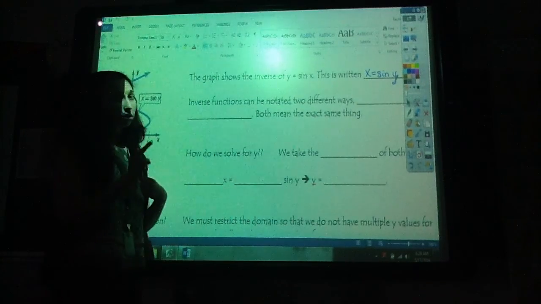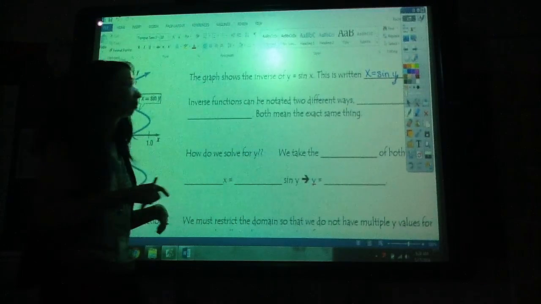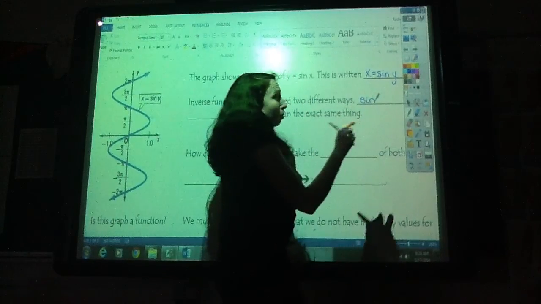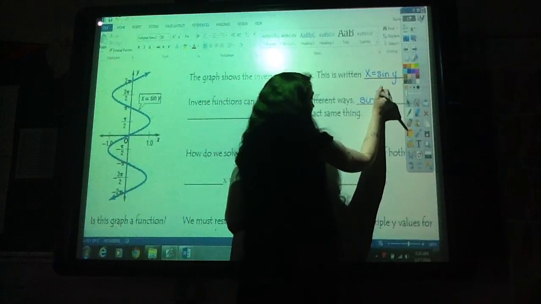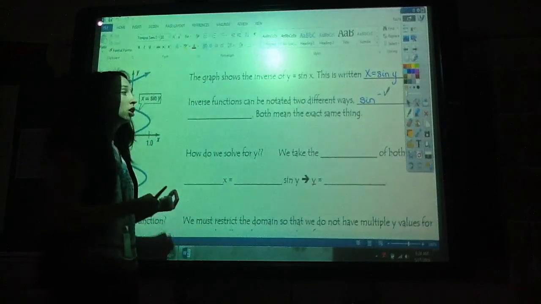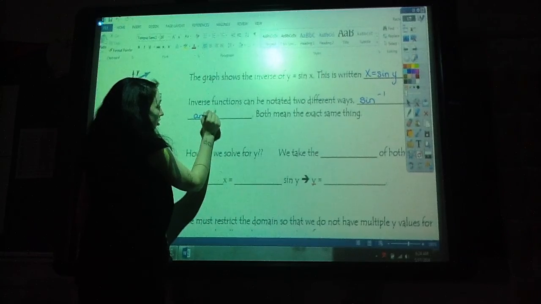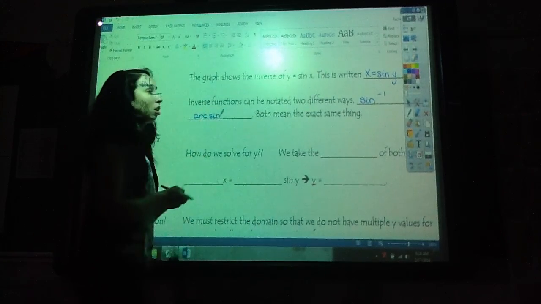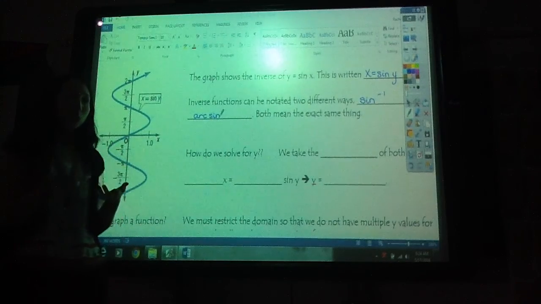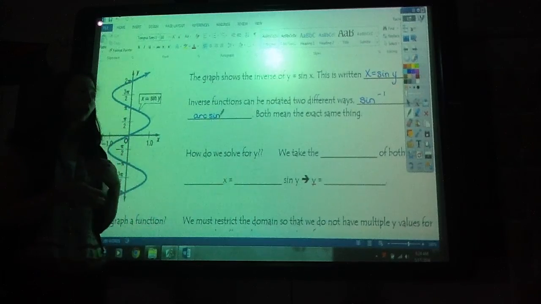There are two notations that we use to say that we're taking the inverse of a trig function. The first would be, and I'm going to use sine as an example, but it could be any of them, sine to the -1 means inverse of sine. You might also see it as arc sine. Both mean take the inverse. Both mean I gave you the ratio, you tell me the angle. Working backwards from how we normally work.